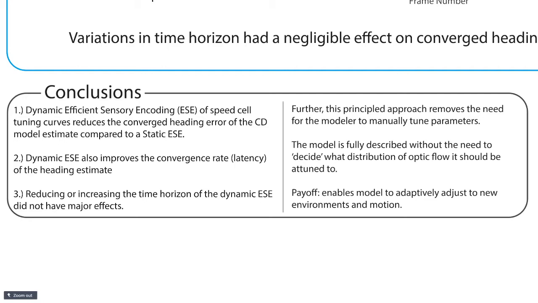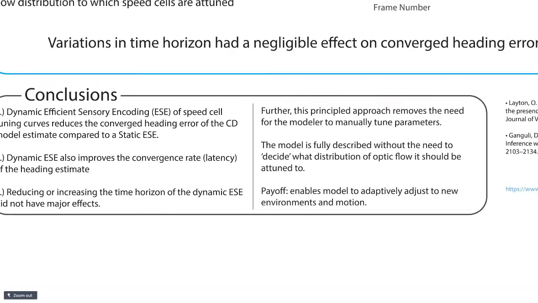And what the time horizon of the dynamic tuning was didn't have much of an effect. But more broadly, this principled approach removes the need for manual selection of what distribution the model should be attuned to, and this could be applied to many variables encoded using the efficient sensory encoding approach. This further gives the payoff that it enables the model to adaptively adjust to new environments, motions, and situations automatically.